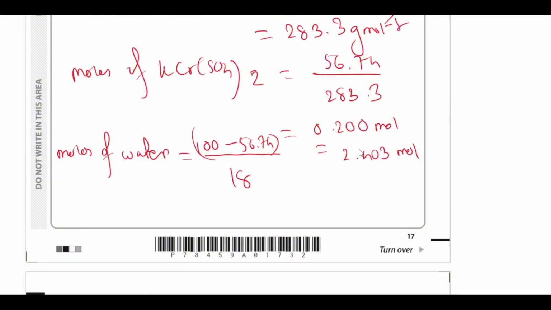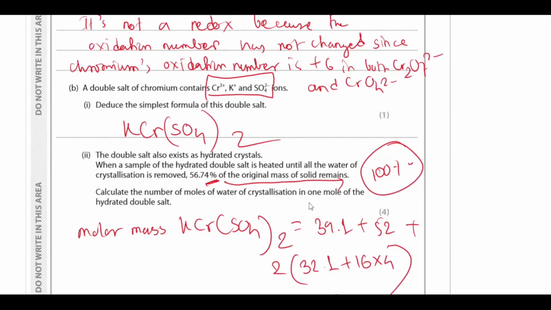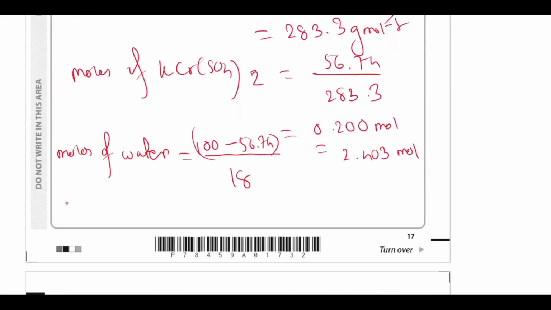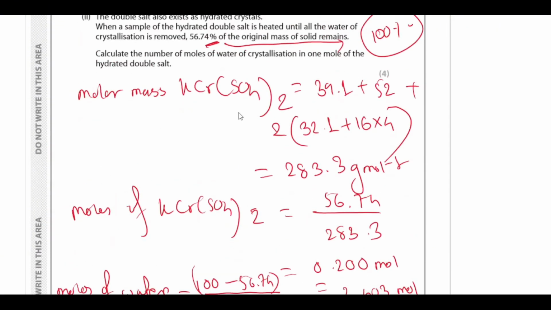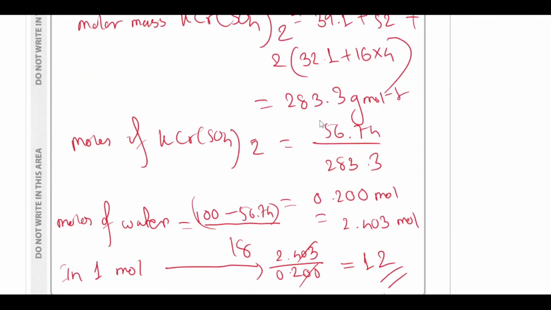All right. So now you know the moles of KCrSO4 and also the moles of water. If you just divide both of them, basically you divide the moles of water with the moles of KCrSO4. So the ratio will provide you the value of the number of moles in 1 mole of hydrated salt. So in 1 mole, just divide 2.403 divided by 0.200. If you divide it, eventually you'll be getting 12. So it's basically 12 moles of water of crystallization in 1 mole of the hydrated double salt. Okay, the value of X is 12.